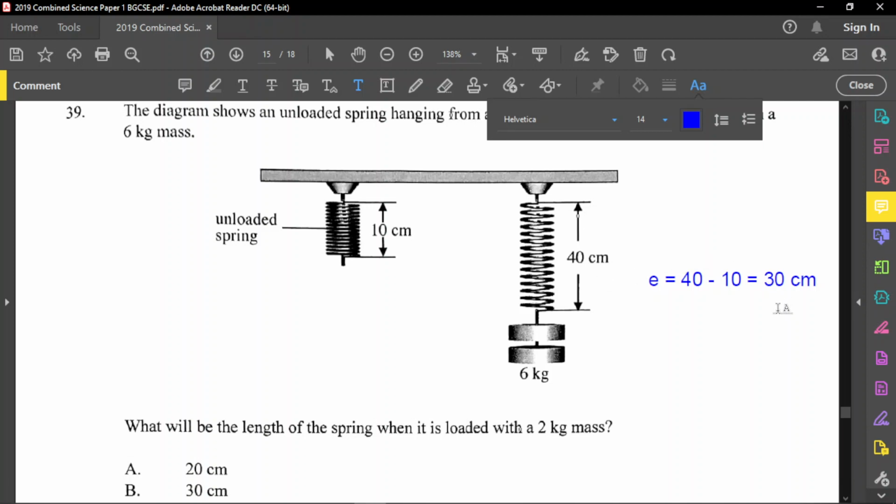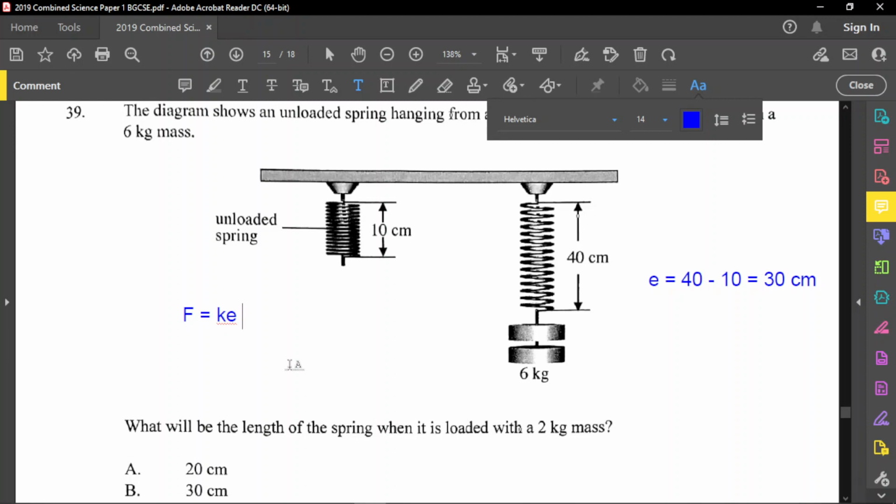Now, next thing we need to know is a formula right here: the force is equal to KE, which is the constant times the extension. Okay? So force is equal to KE, constant times extension. Now, what this constant is, really, is the amount of extension caused by 1 Newton force, right? So much extension per force.